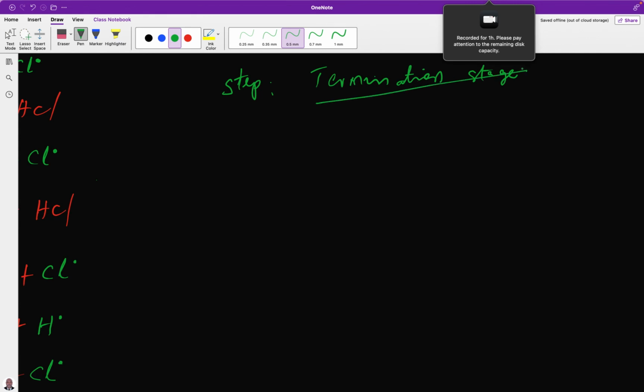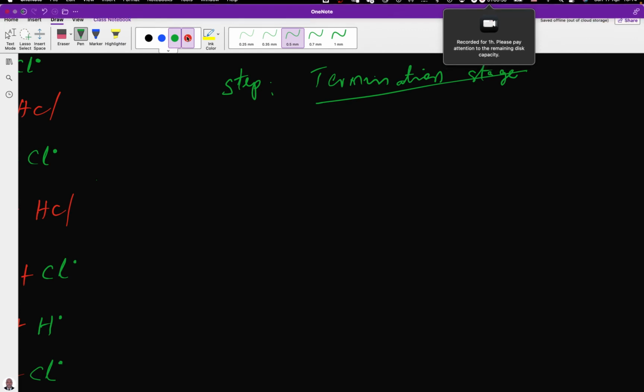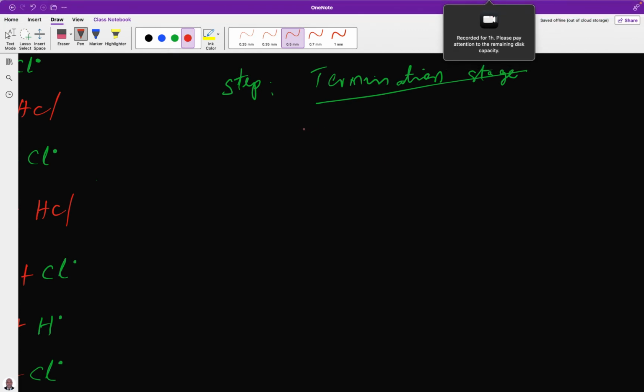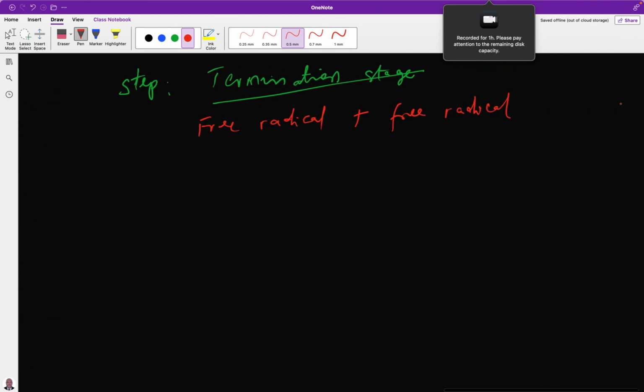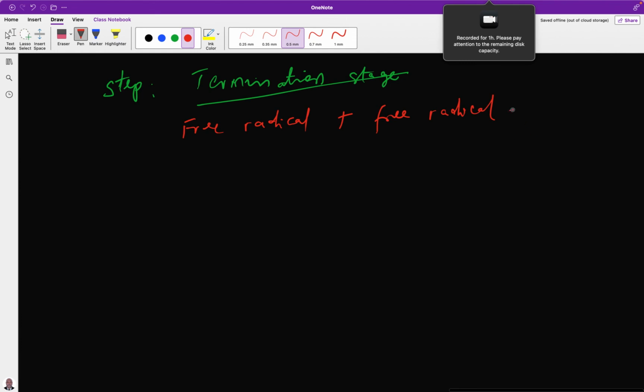Under the termination stage, what happens? The reaction ends when a free radical reacts with another free radical to form a single product. Under this stage, we have free radical plus free radical. Free radical plus free radical to form what? A single product.